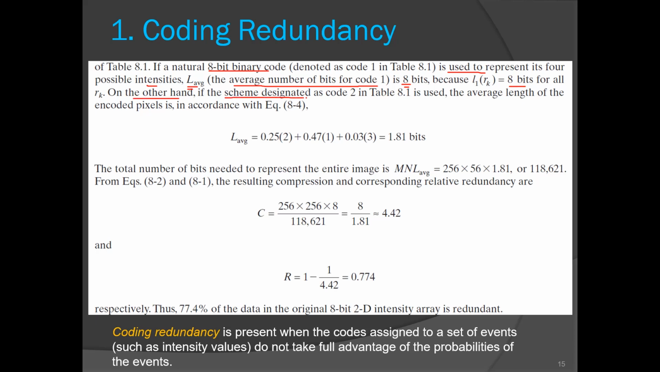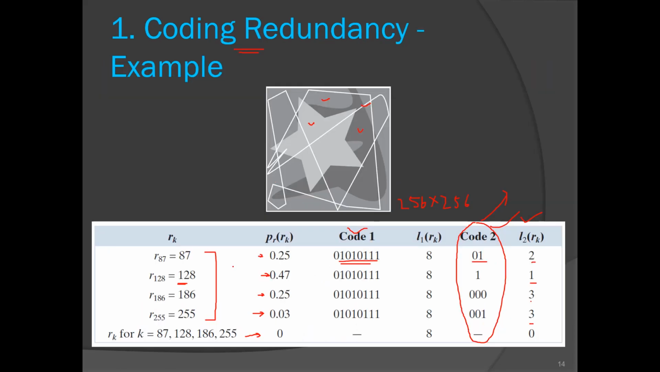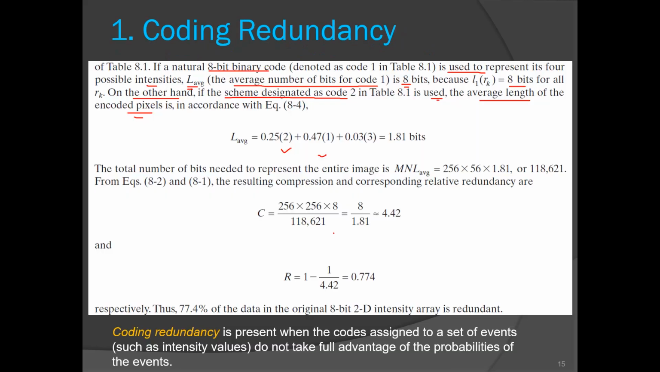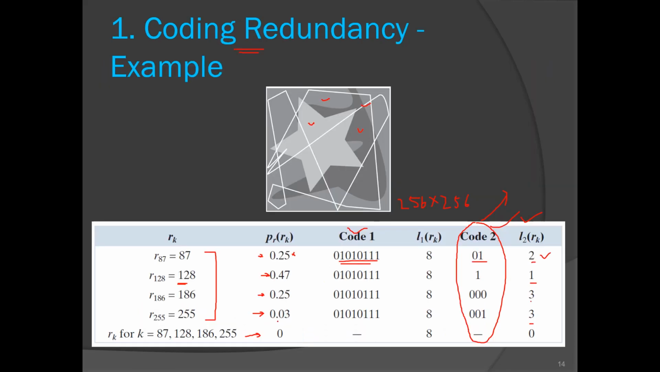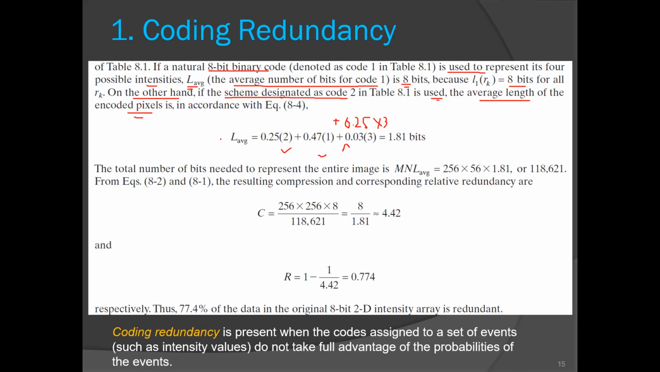On the other hand, if the scheme designated as code 2 is used, what will be the average length of an encoded pixel? It will be 0.25 into 2, where 2 is the number of bits required, then 0.47 into 1, then 0.25 into 3. One term is missed here, so it will be 0.25 into 3 plus 0.03 into 3. Now calculate. So the average is 1.81 bits. Earlier we required 8 bits per pixel. Now we require 1.81 bits.